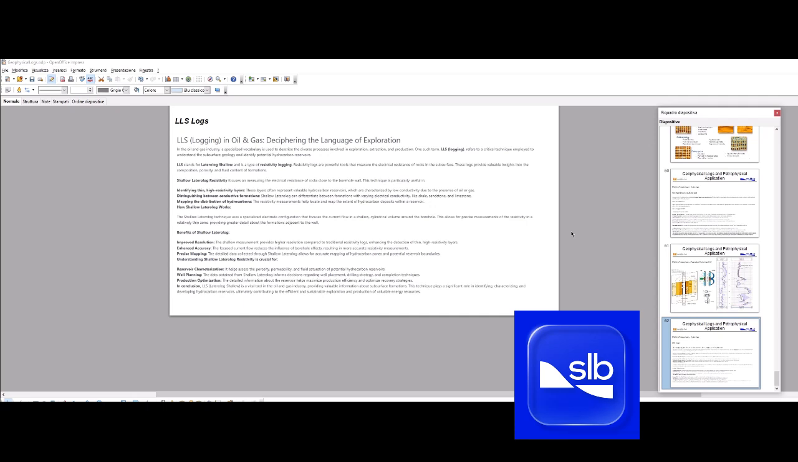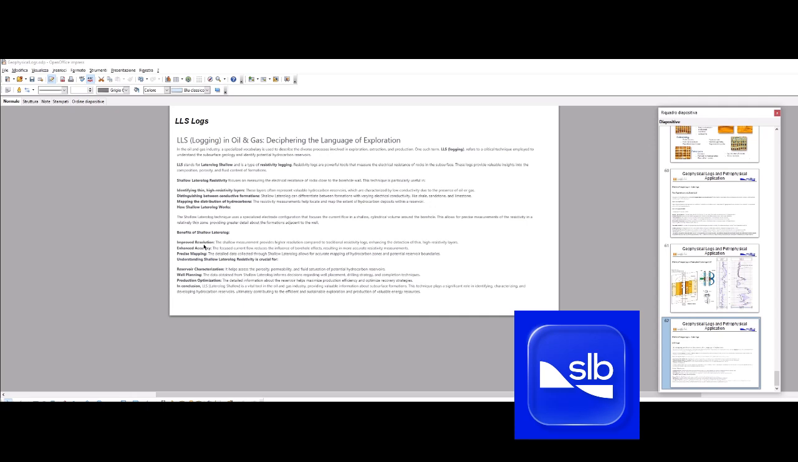This technique is particularly useful, for example, for identifying thin or high resistivity layers. The layers often represent a viable hydrocarbon reservoir, or distinguish between conductive formations. Shallow lateral can differentiate between formations with varying electrical conductivity. Mapping the distribution of hydrocarbon: the resistivity measurements help locate and map the extent of hydrocarbon deposits.